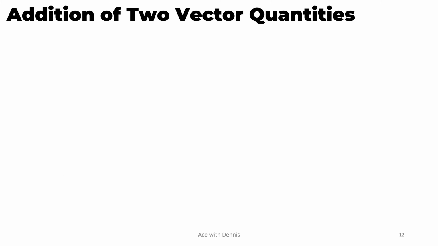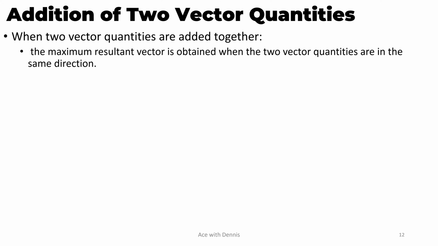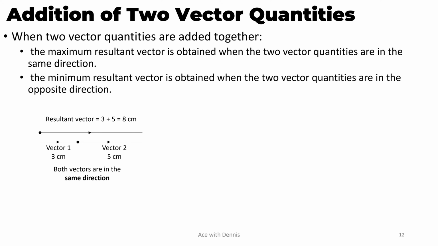Addition of two vector quantities. When two vector quantities are added together, the maximum resultant vector is obtained when the two vector quantities are in the same direction. On the other hand, the minimum resultant vector is obtained when the two vector quantities are in the opposite direction. So for example, vector 1, 3 cm, this is vector 2, 5 cm, both are in the same direction. So the resultant vector will be 3 plus 5 equals 8 cm.